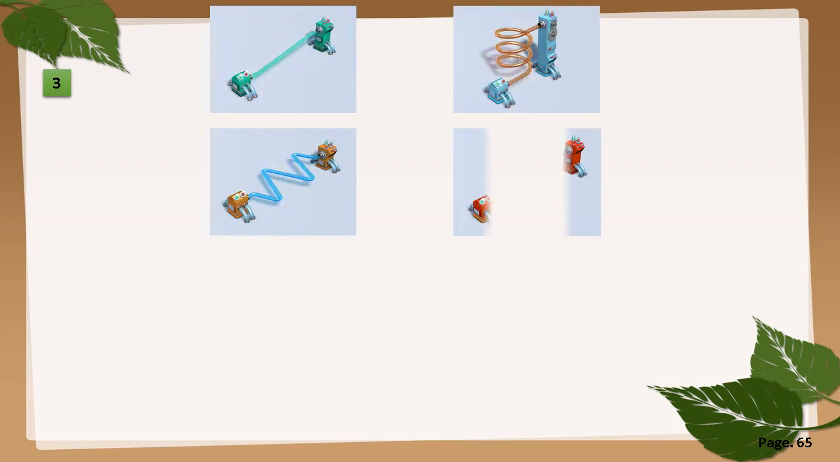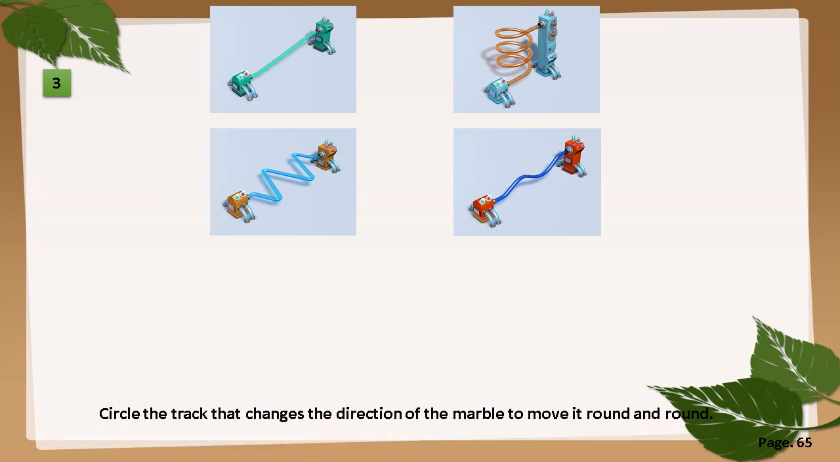And finally, let's solve our last exercises on page 65 in our science book. And for part 3, let's take a look at these 4 pictures and let's answer the following question. Circle the track that changes the direction of the marble to move it round and round. Well done! Let's circle the second picture that shows a spiral track. In this track, we will notice that the marble will move around in a circle.